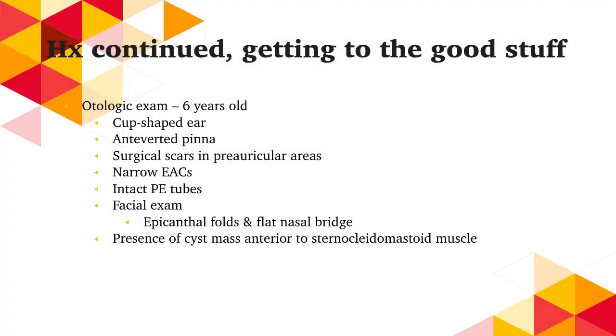So now we're getting to a little bit more of the good stuff. So at St. Louis Children's Hospital, when she was referred, she had a full otologic exam. And she was nearing the end of age 6, approaching 7 years old here. So they reported her cup-shaped ear that we mentioned before. They had the anteroverted pinna, which is just that top of the pinna gets rotated a little bit more forward. And she was noted to have surgical scars in her preauricular areas, so from removing the pits and whatnot. Narrow canals were also noted.